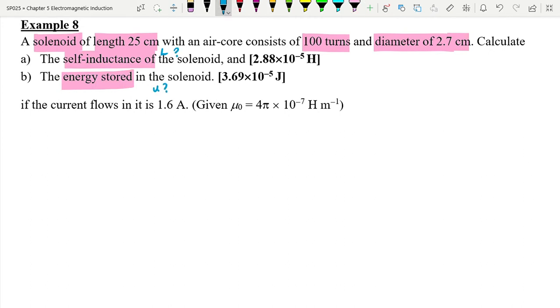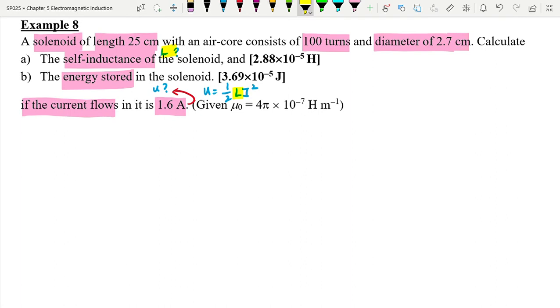Okay, L dengan U. So kita kena recap balik self-inductance, sebab dia diminta L kan. Ada lagi soalan: if the current flow in it is 1.6 ampere. So current ni mesti refer kepada formula U. Sebab kalau ingat, apa formula U? Half Li square. So perlu ada current dan perlu ada L. Tapi kita perlu dapatkan terlebih dahulu L, baru kita boleh jawab soalan B.